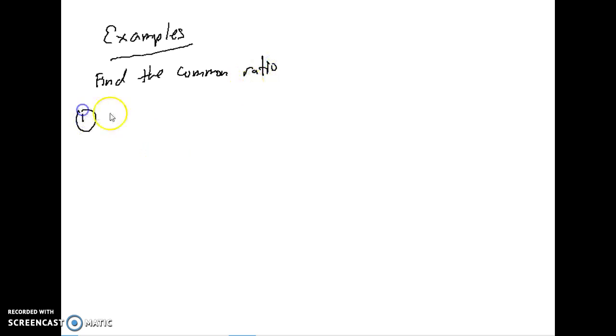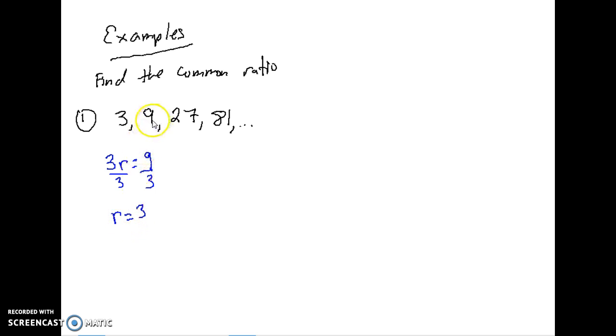So the first one is going to look like this: 3, 9, 27, 81, dot, dot, dot. So it continues on forever and ever. Again, I'm going to ask myself, 3 times what value is going to give me 9? Divide by 3 on both sides. So our common ratio should be a positive 3. And that makes sense. 9 times 3 does give me 27. 27 times 3 gives me 81. 81 times 3 gives me my next number, and so forth and so on.